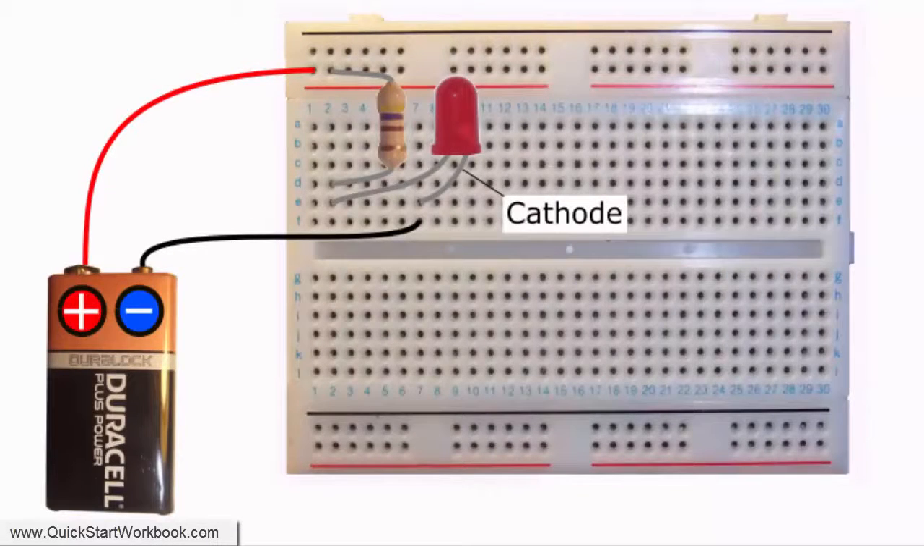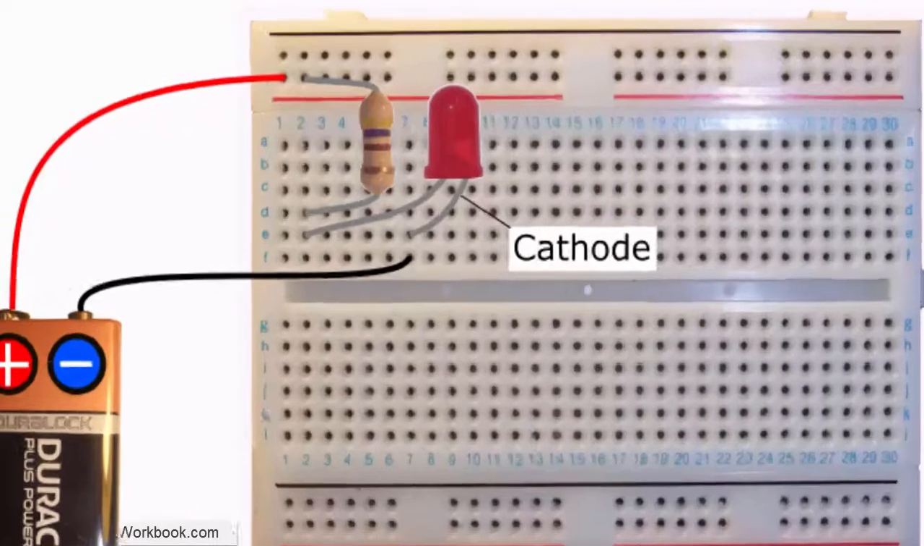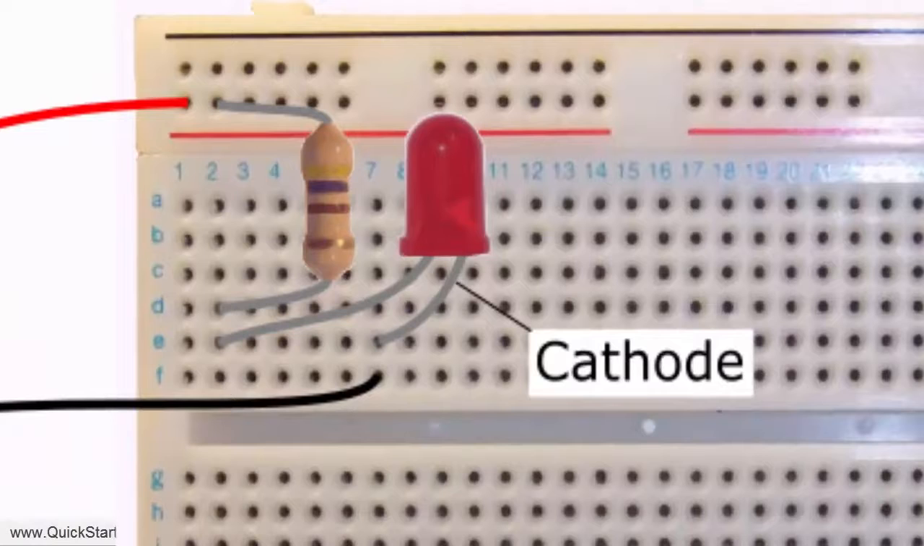And this is what the circuit looks like on a breadboard. Again, we need to make sure that the LED is inserted the correct way round. Here I've labelled the cathode, which is the short terminal.